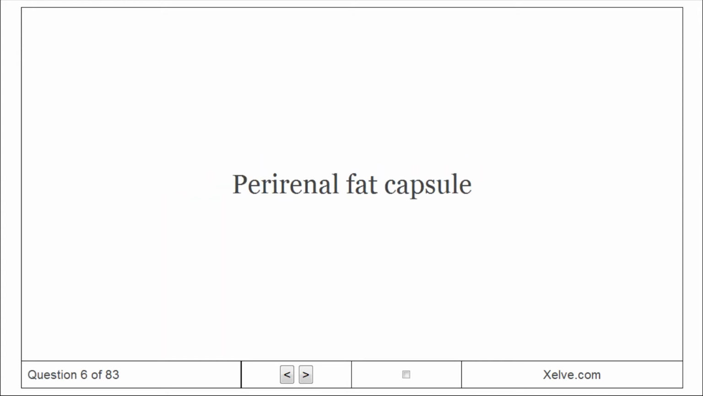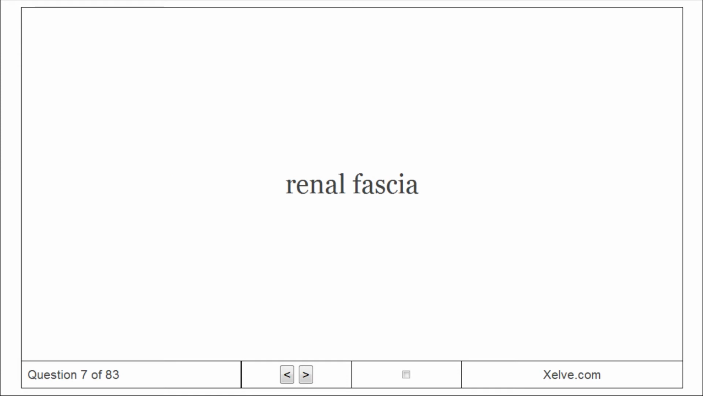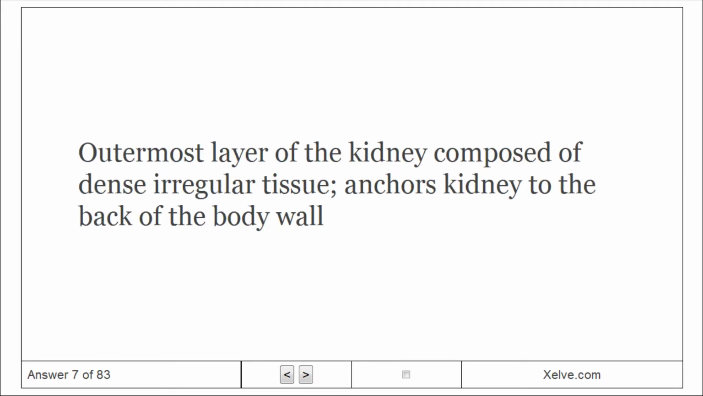Perirenal fat capsule. Fatty mass that cushions the kidney. Renal fascia. Outermost layer of the kidney composed of dense irregular tissue, anchors kidney to the back of the body wall.